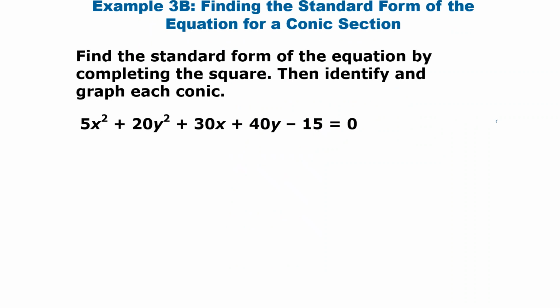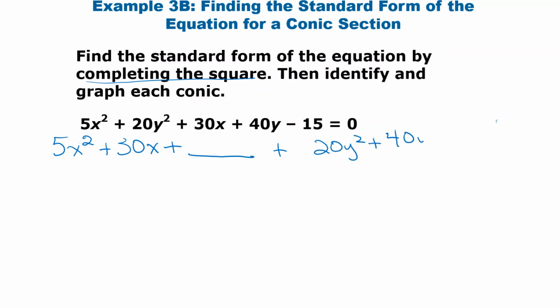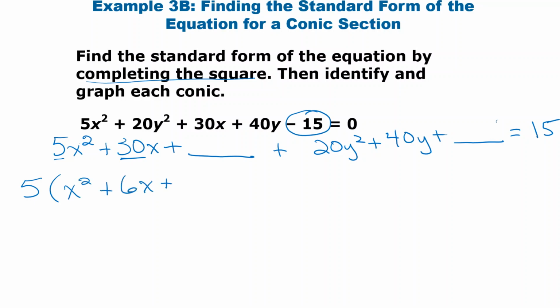So again, we want to find the standard form of the equation by completing the square. So the first thing I want to do is go ahead and set my equation up so I'm ready to complete the square. So I'm going to set it up, 5x squared plus 30x plus something plus 20y squared plus 40y plus something, and that's going to equal, I'm going to move my negative 15 over here, positive 15. All right, so I don't like having a number as my leading coefficient for my x squared, so I'm going to actually factor out a 5. So I'm going to factor that out, and that's going to leave me with x squared plus 6x plus something.